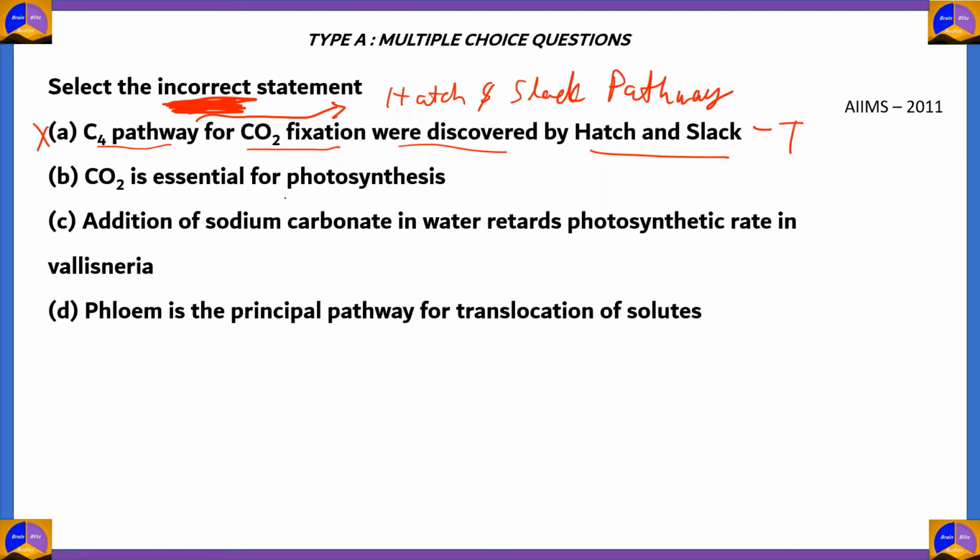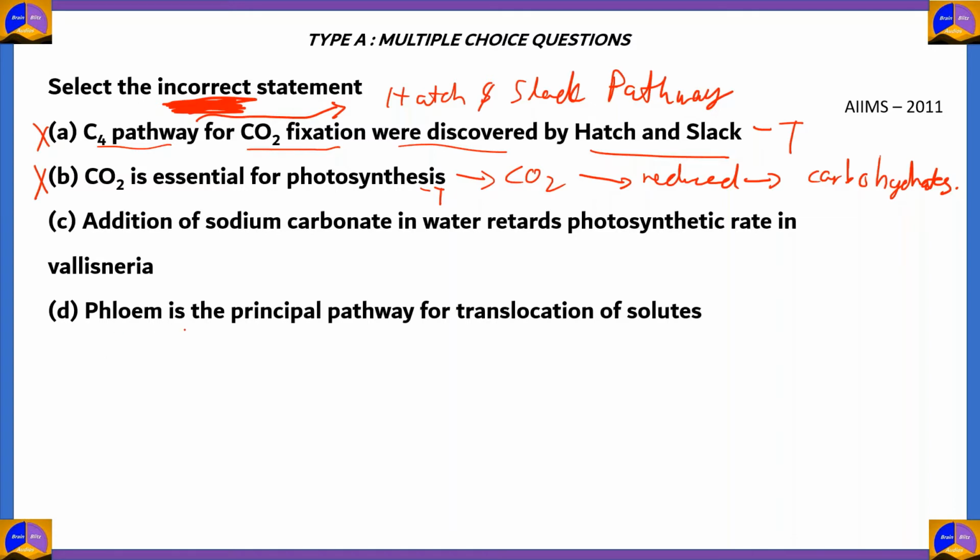Option B, CO2 is essential for photosynthesis. Now, in photosynthesis, CO2 is reduced to form carbohydrates. So therefore, it is an essential aspect of photosynthesis. Therefore, this statement is true. So therefore, option B is incorrect.